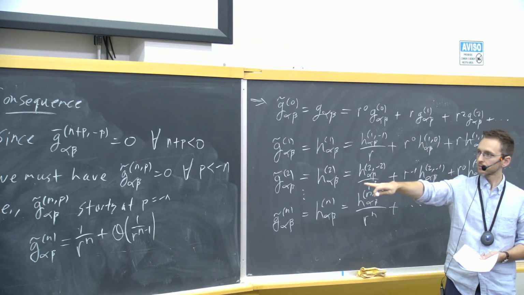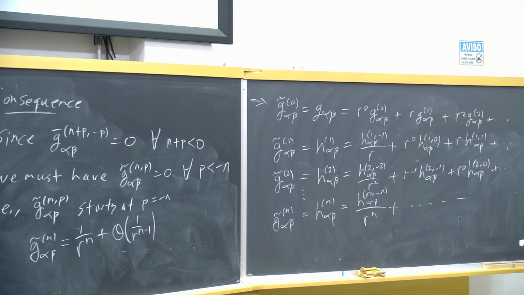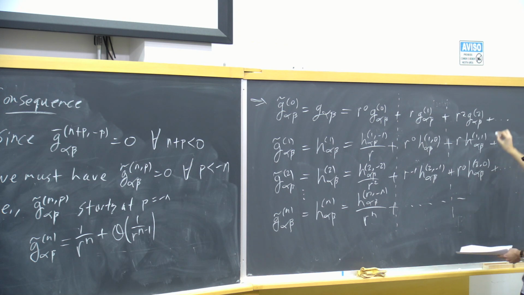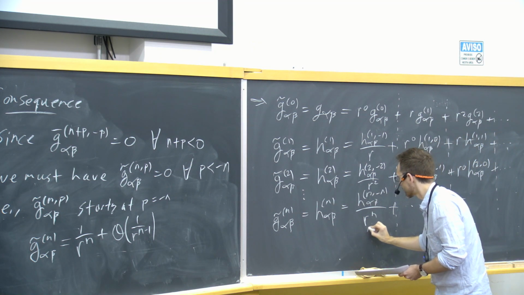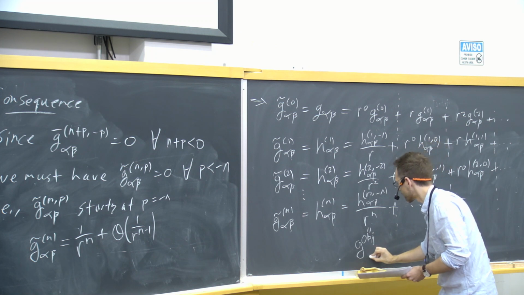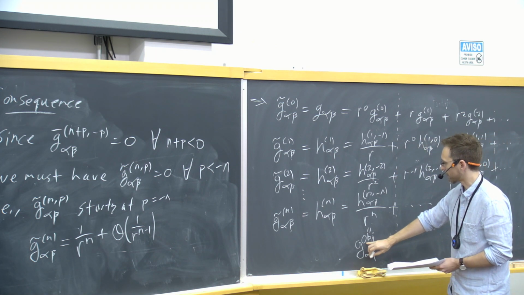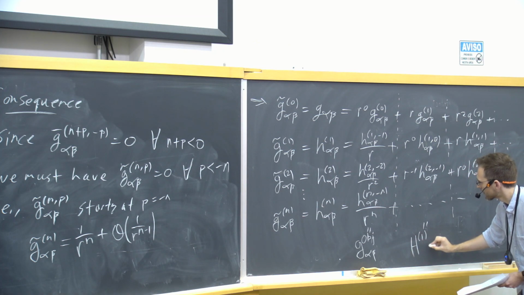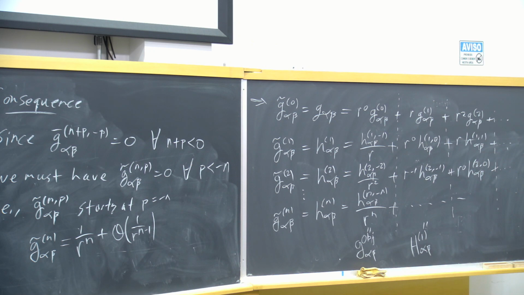Now, because of this matching condition, the things must agree order by order in epsilon and r. The columns of this table correspond to things in the inner expansion. So the sum of all these terms is the 0th order inner metric, which is the metric of the small object. And then all these terms here are equal to the 1st order perturbation in the inner expansion, and these terms here add up to the 2nd order perturbation in the inner expansion.